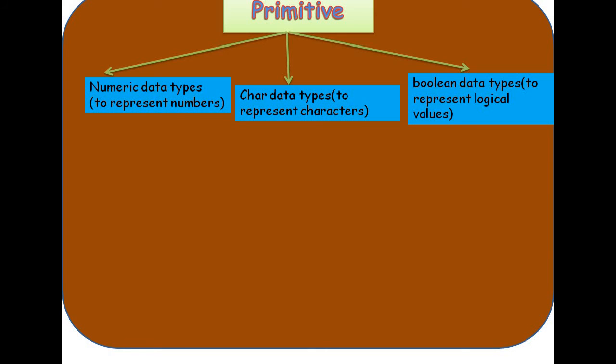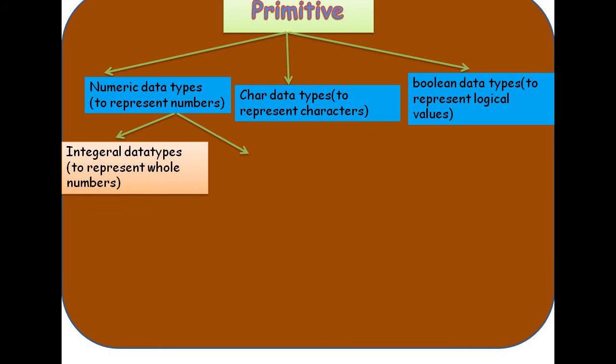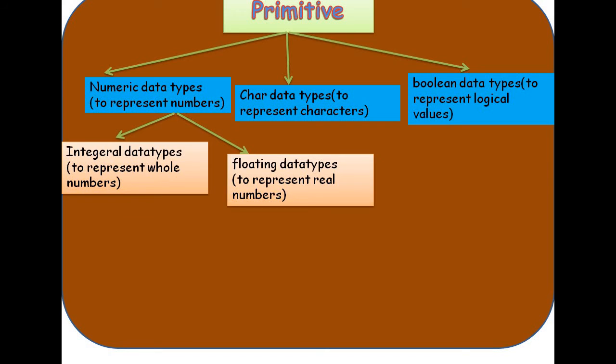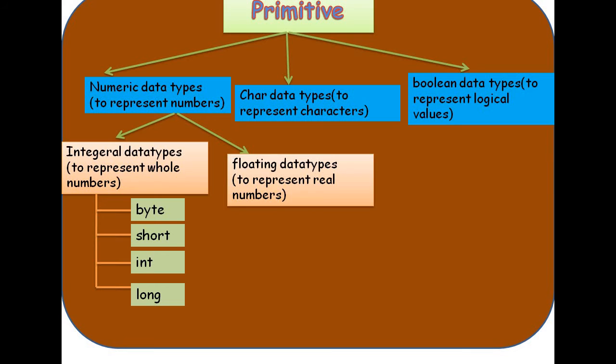First one is numeric data types. Numeric data type is again divided into two. First one is integral data types to represent whole numbers, and then floating data types to represent real numbers. In integral data type, there are four types of data: byte, short, int, and long. In floating data type, there are two types of data types: float and double.